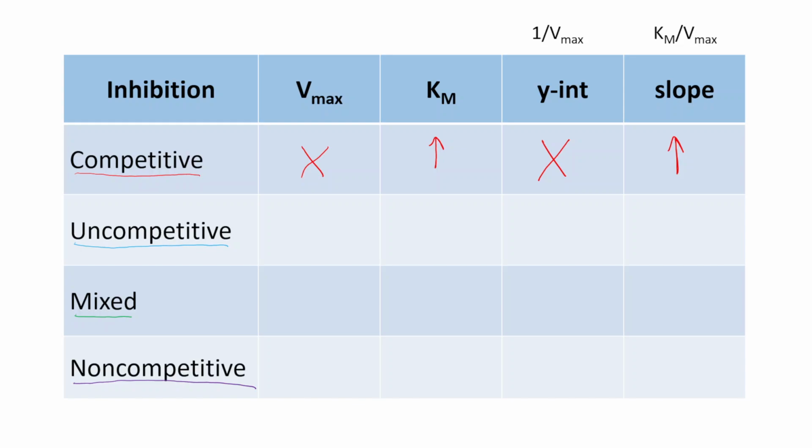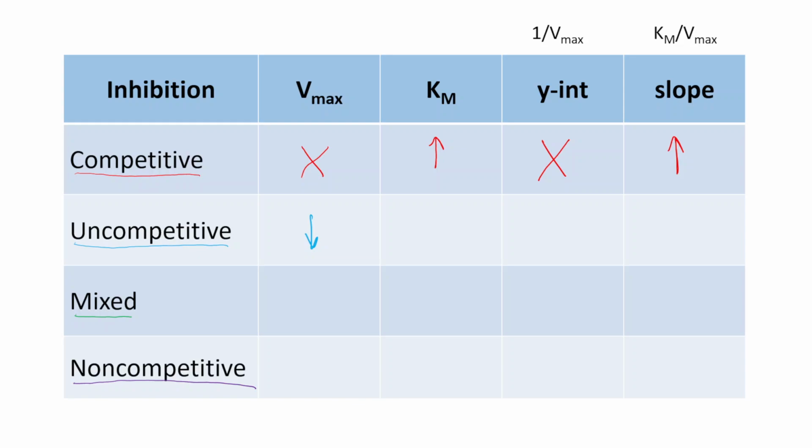So uncompetitive inhibition is when our inhibitor interferes with the enzyme substrate complex. And it interferes with the formation of product. So what might that do to the Vmax of a reaction? Yeah, the Vmax is going to decrease because if the enzyme is struggling to make more product, the reaction rate is not going to be as high as it could have been without that inhibitor there.